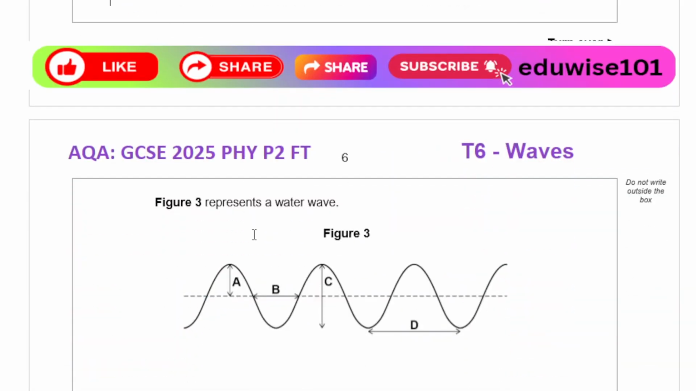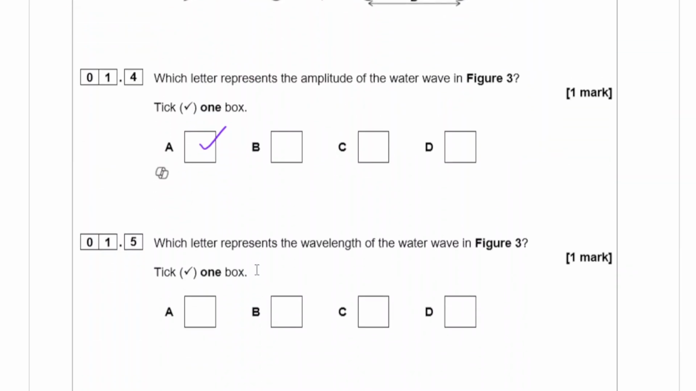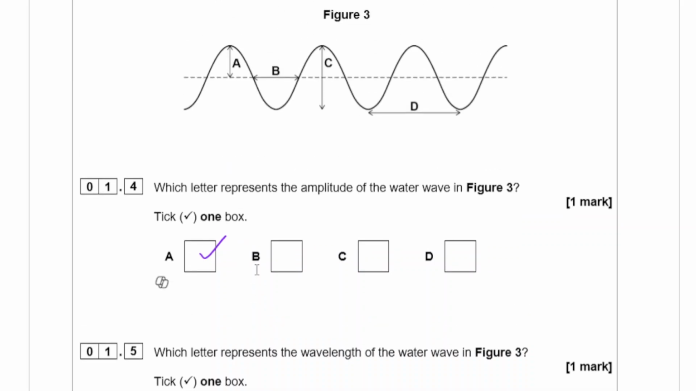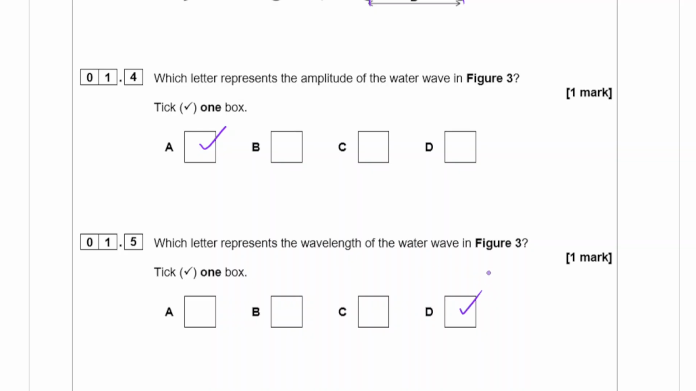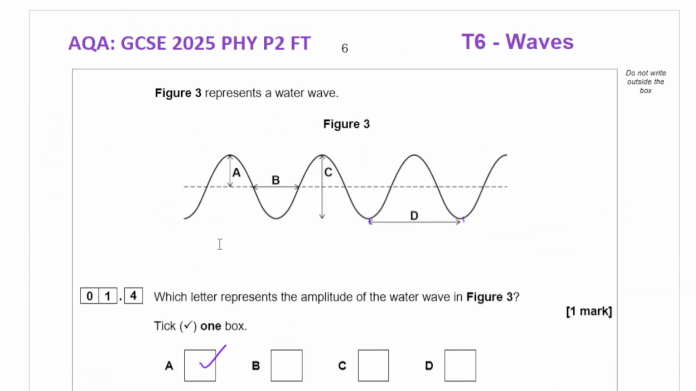Figure 3 represents a water wave. So this is a transverse wave. Which letter represents the amplitude of the water wave in figure 3? That would be A. Which letter represents the wavelength of the water wave in figure 3? Wavelength is D. You can measure it from the trough to the trough or from the crest to the crest. So that would be D.